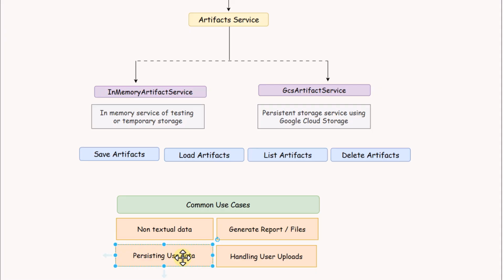That's where, rather than generating it as a normal file, you generate and save it as an artifact. Another use case could be persisting user data. And the last one could be handling user uploads. All these user uploads you can also save as an artifact, which would be cost efficient, and at the same time it will help you reduce the latency of your application.